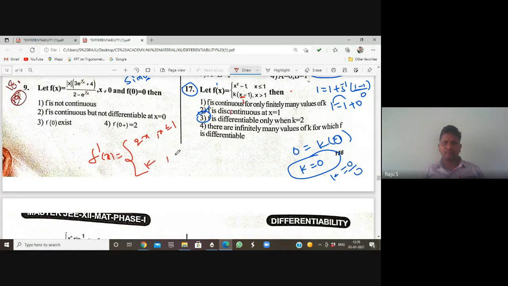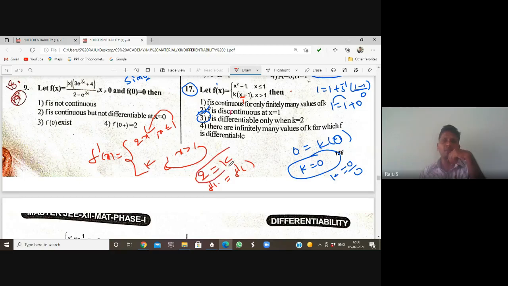So k, x greater than 1. Now, after differentiating, substitute 1 here. So the left hand limit is 2, right hand limit is k. When can we say it is differentiable? When we can say this is left hand derivative, f dash of 1. When left hand derivative is equal to right hand derivative, then only we can say differentiable.